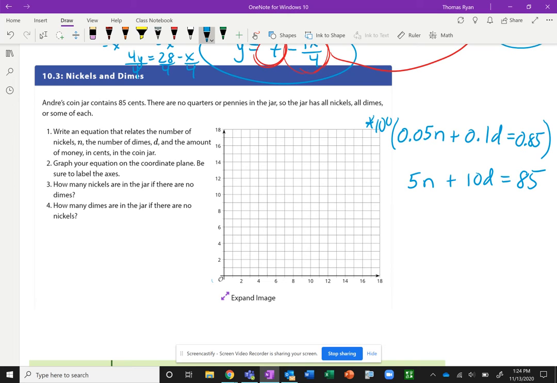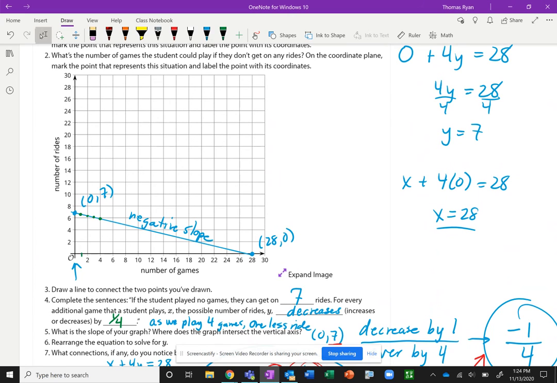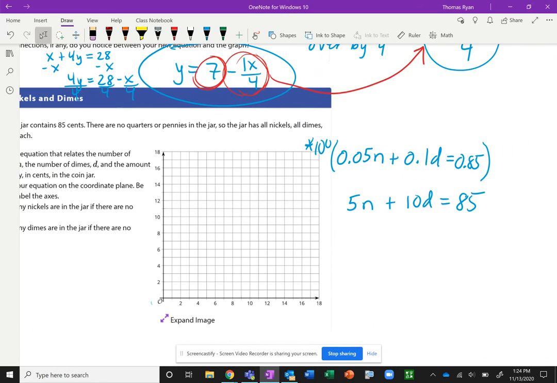Maybe, if you're comfortable with decimals, that's fine. But maybe we'd like to times it by 100 and make them all whole numbers. Okay, so number 2 says to graph our equation. But here's the thing, how are we going to know how to graph? Well, what was our strategy? We said, let's find the point where there's none of one, and then the point where there's none of the other. So let's take the case where we have no nickels.